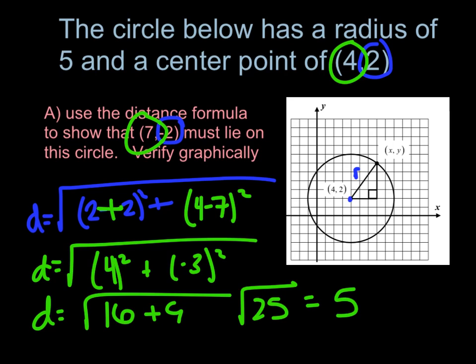And now it says go ahead and verify graphically. So if I go over 7 and down 2, you should see that that point is on the circle. So we actually found this distance, which also turned out to be 5. And since the radius is 5, and that's a set distance of 5 away, we know we're on the circle.